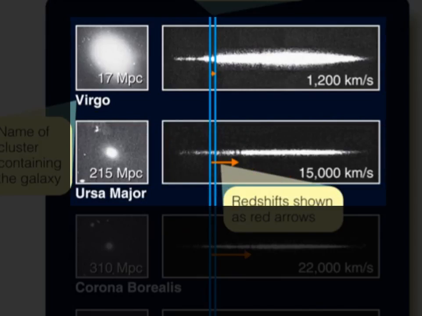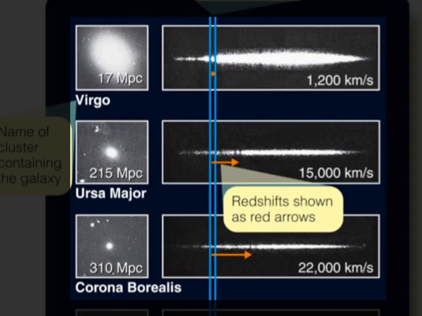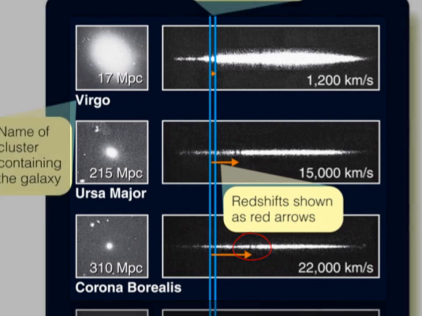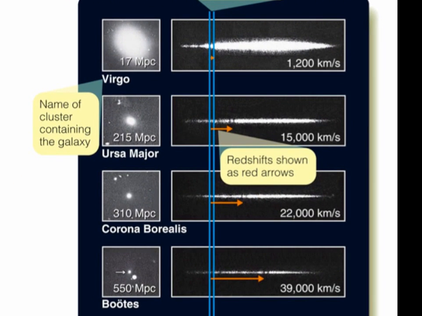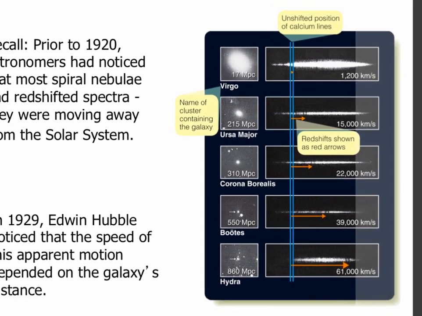If we go to a more distant elliptical galaxy, such as one in Ursa Major, you can see that those two calcium lines have moved toward the red end of the spectrum. This is a redshift, and so we can get its speed, 15,000 kilometers a second. Go to a more distant galaxy, such as one in a galaxy cluster in Corona Borealis, and it's a little harder to see those two calcium lines, but they're still there, even more redshifted. Go to a more distant galaxy cluster in Boötes. You see that the lines are really redshifted, and by the time you get to a galaxy cluster in Hydra, the lines are extremely redshifted toward the very red end of the spectrum.